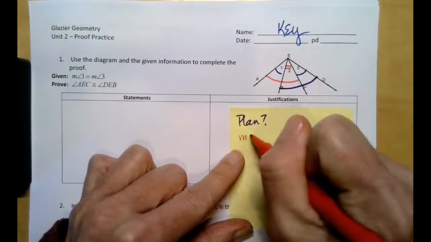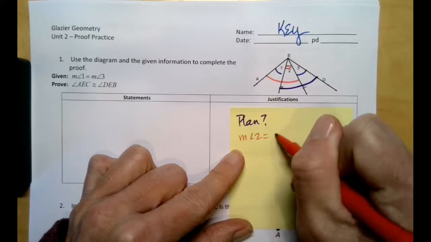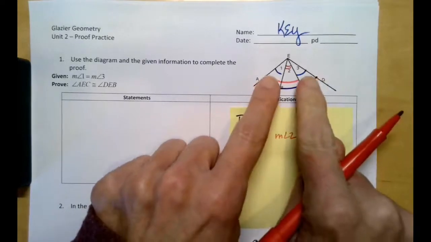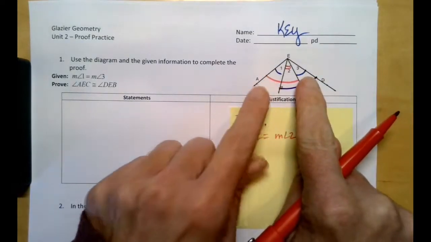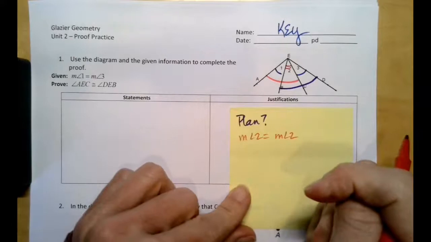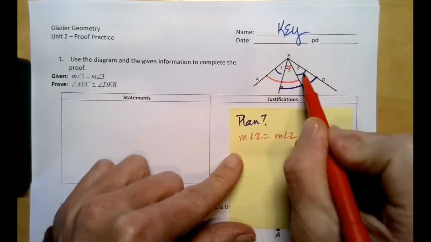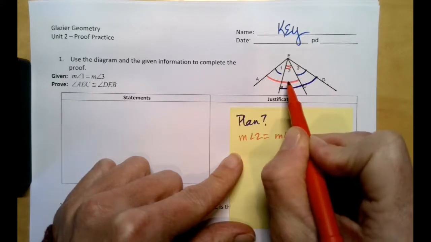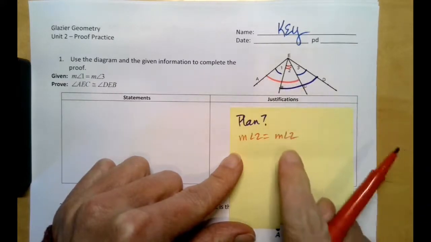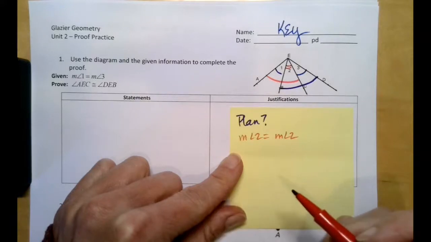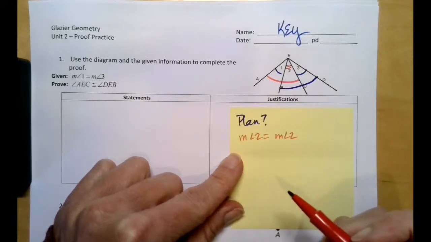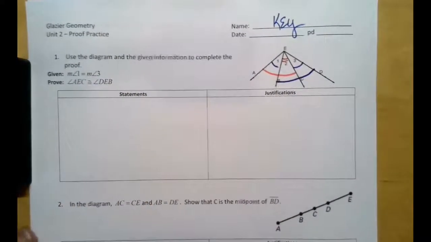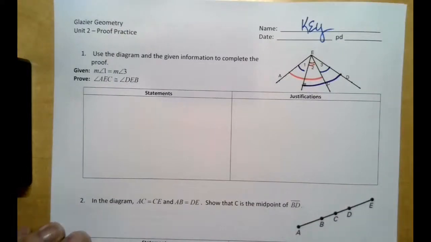I know that the measure of angle 2 is going to be equal to itself, which means I'm going to be able to use the angle addition postulate and add it to 1 and 3. If I know that 1 and 3 are equal, and I know that 2 is equal to itself, then guess what I can do? I can add them together, and then I can recognize that those two things have the same measure.